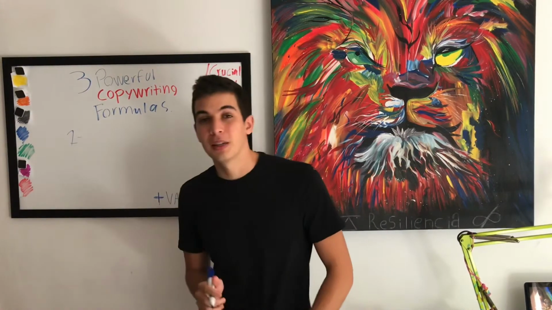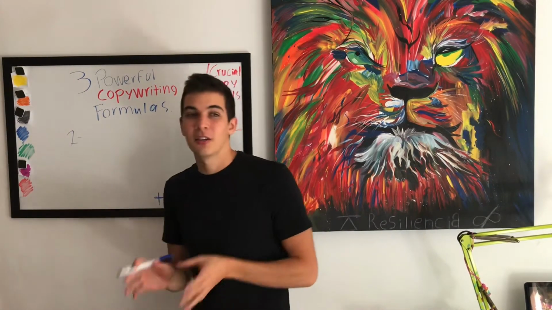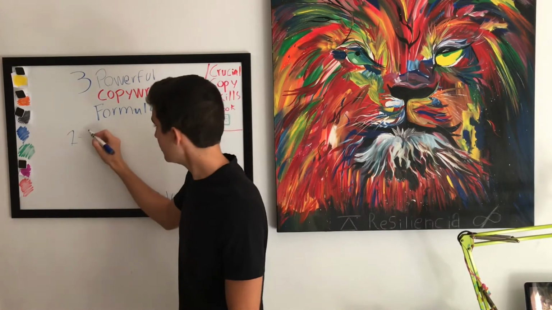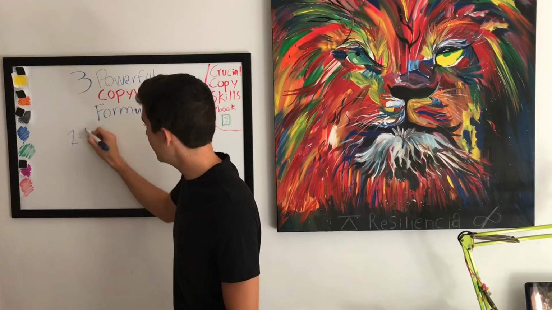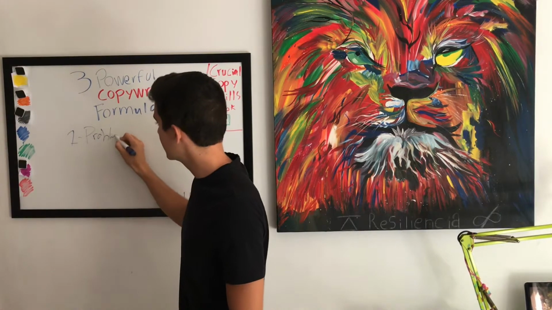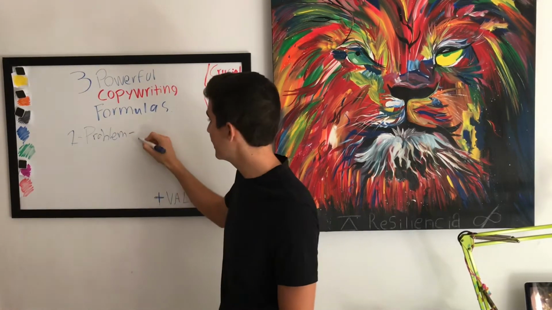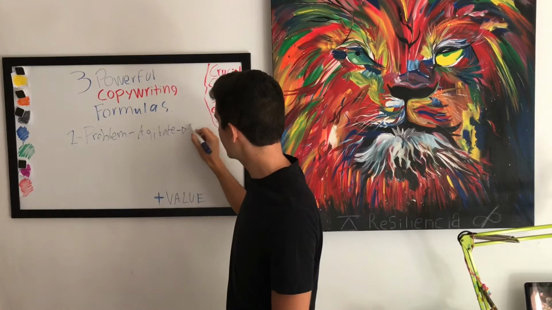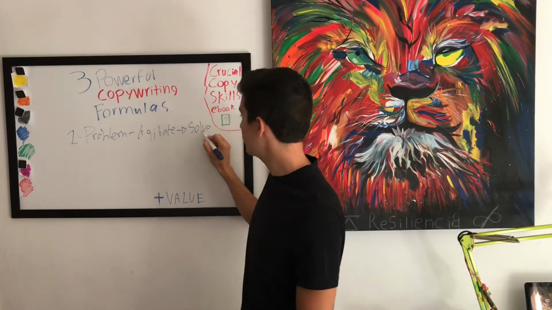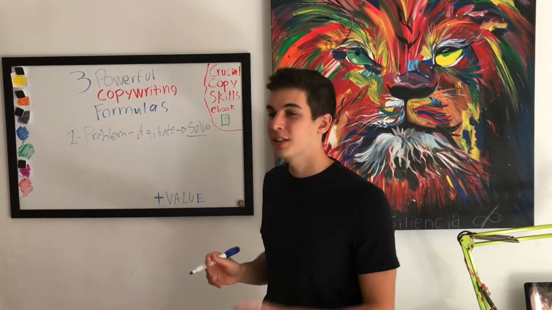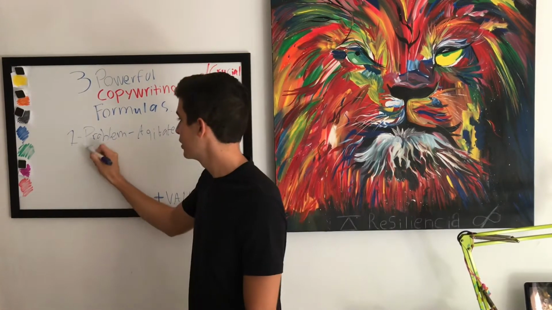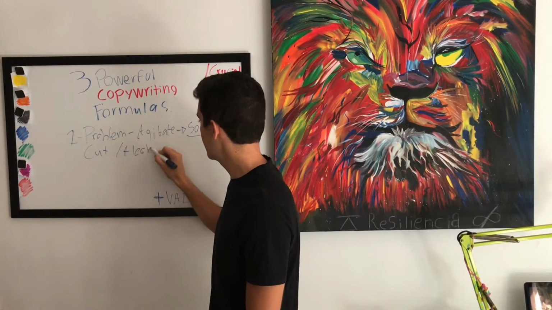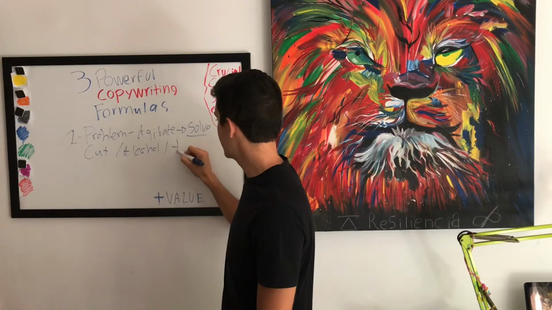The first formula goes like this. I've seen a lot of variations of this, but it's basically problem. You need to talk about the problem, then agitate, and then solve it. How? With your product, right? I've seen another variation that is called cut, alcohol, and then band-aid.